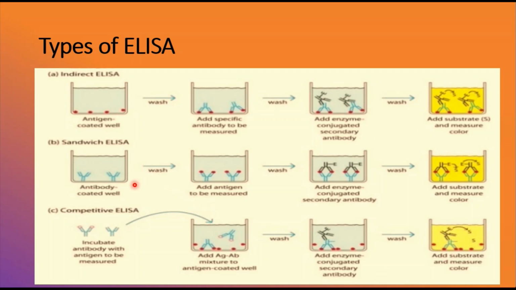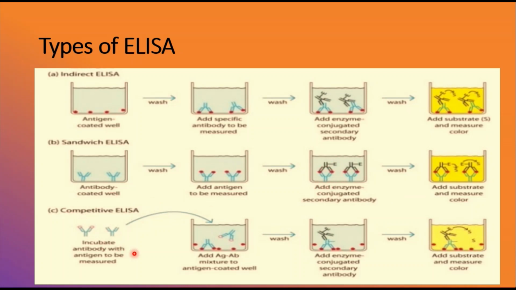Okay, then moving to the sandwich ELISA. Here it is going to be a combination of two antibodies. That means the antibody you are first coating, then you are adding the antigen sample, and then the secondary antibody is going to bind. As the antigen is in between, we call it a sandwich.